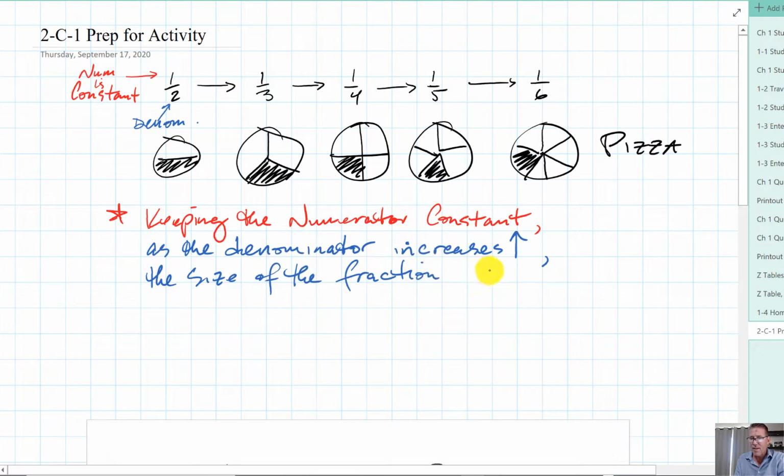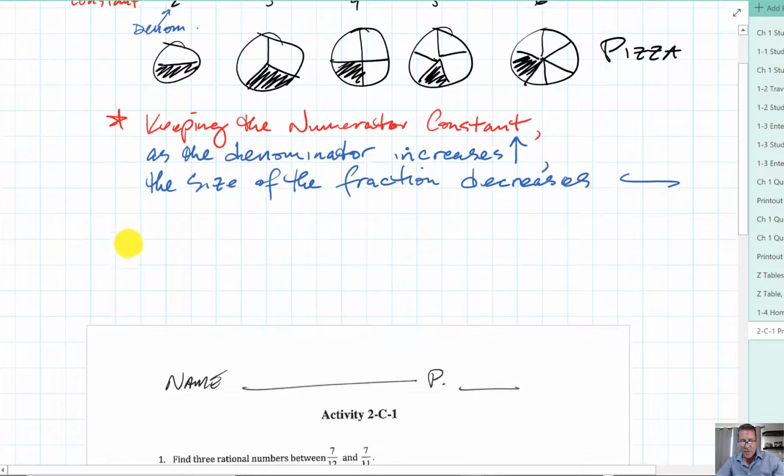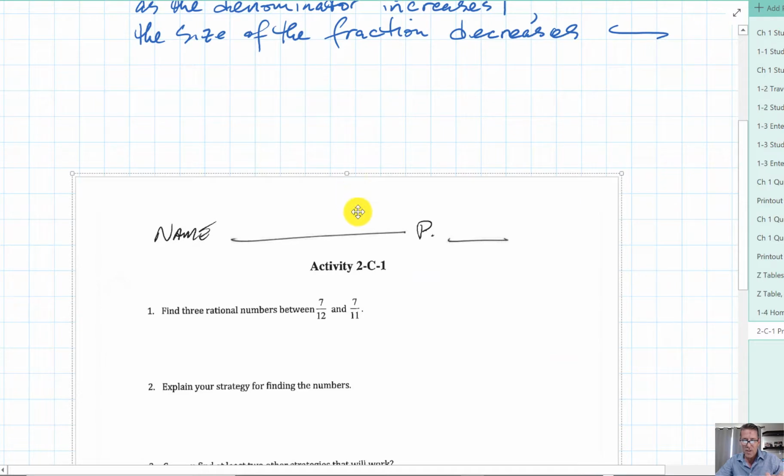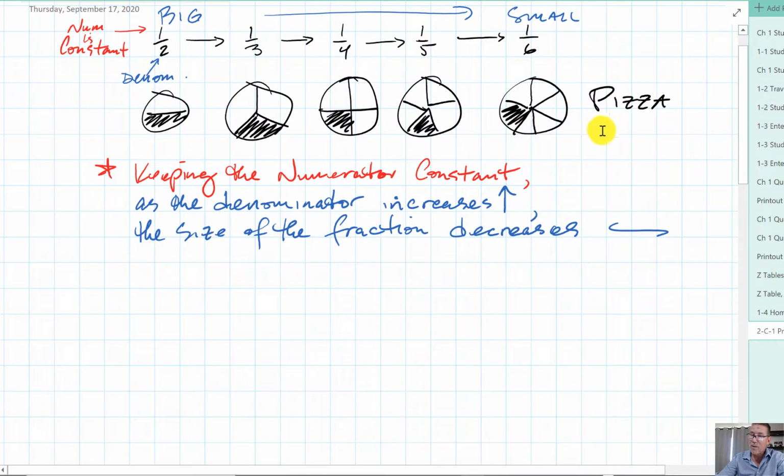So you have to know that basic fact. Think pizza, if you will. Key fact about fractions: if you keep the numerator constant and increase the denominator, you're going to get a smaller fraction. So in this case, we go from big to small. Now with that in mind, let's go through a couple methods here on how to find some rational numbers, fractional numbers, or any number that can be written as a fraction, or a ratio of two integers, between two given numbers.